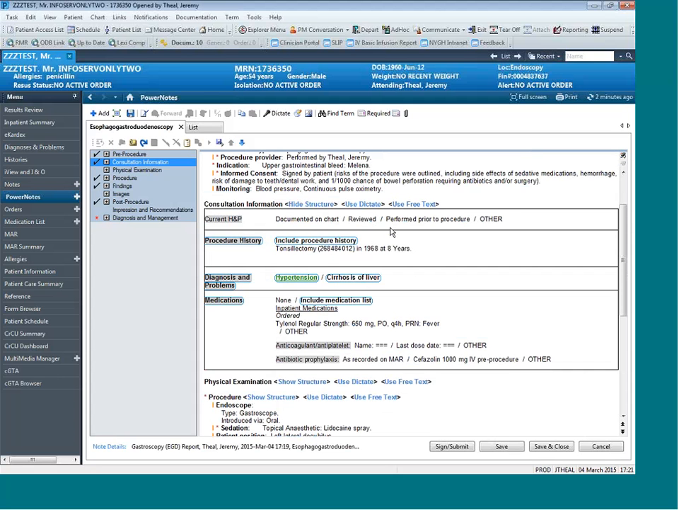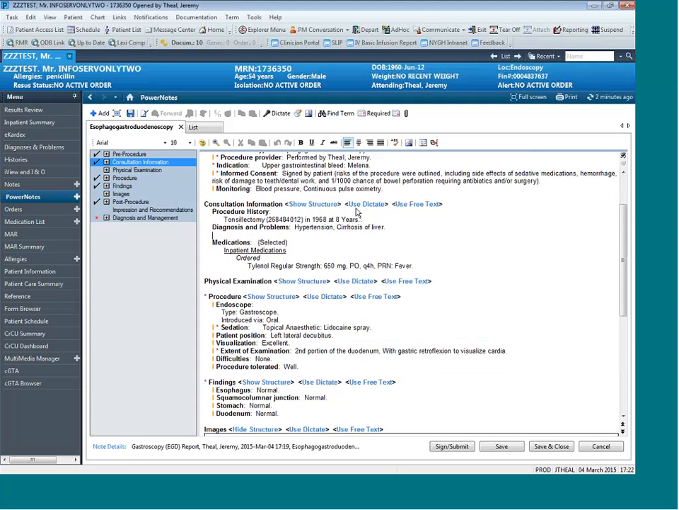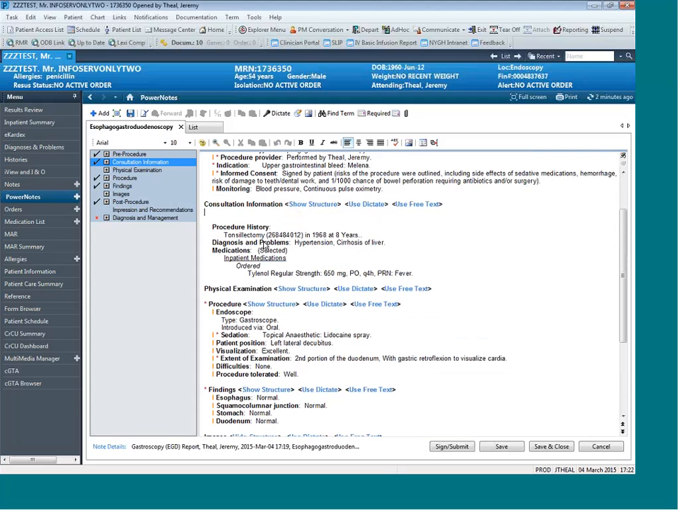And then lastly, I want to add some narrative text about this patient that helps to tell the patient's story. And I'm going to do that using speech recognition. You'll see the words come out as I speak them into the microphone on the computer.